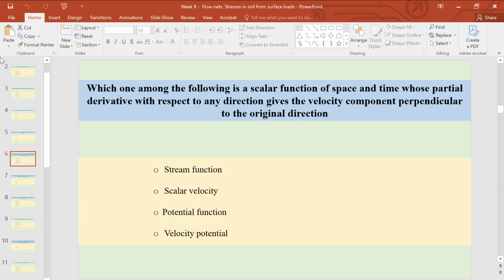I repeat the question: which one among the following is a scalar function of space and time whose partial derivative with respect to any direction gives the velocity component perpendicular to the original direction? First option, stream function. Second option, scalar velocity. Third option, potential function. Last option, velocity potential.